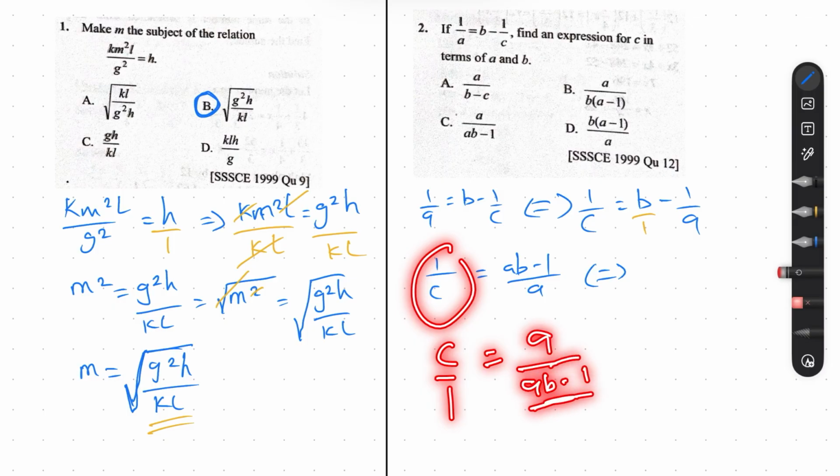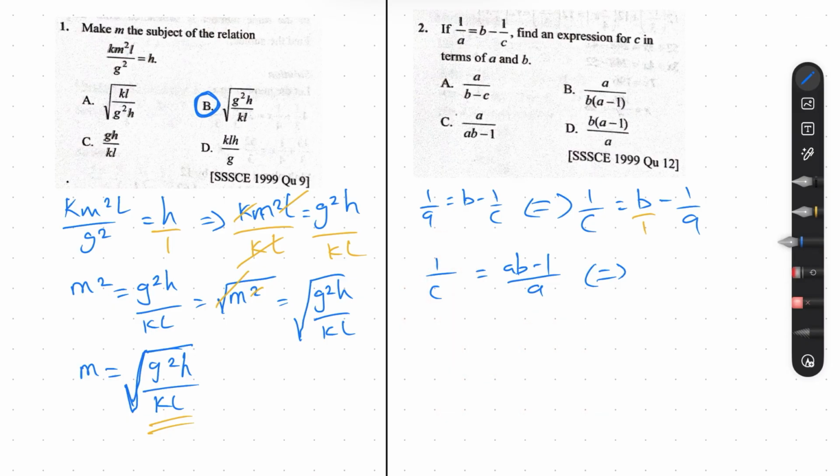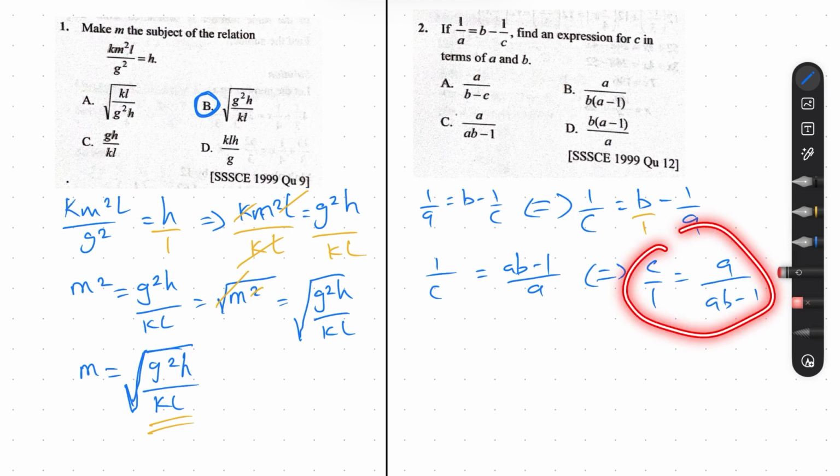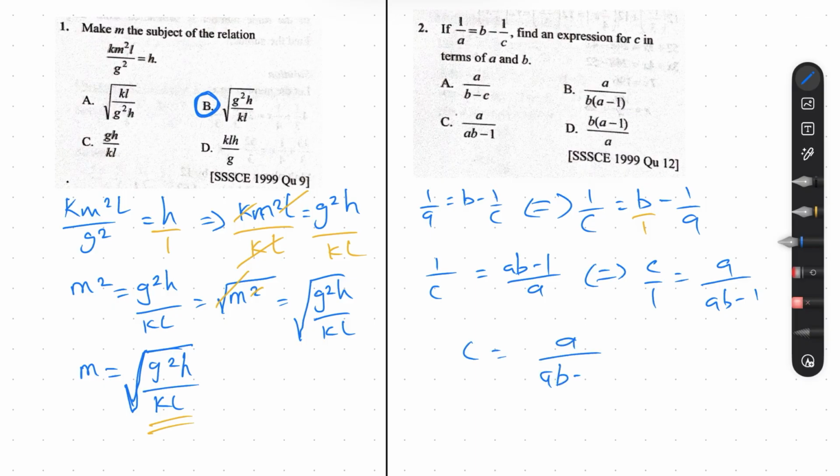Right? You got it right? So let's do that. You have C over 1 is equal to A over AB minus 1. So now we have C over 1, and we know that C over 1 is the same as what? C. So C is equal to A over AB minus 1. So this is our answer, because now C is the subject. Okay, so let's see which expression here matches this. So I think it is C, because C, A over AB minus 1. Okay, so the answer is C.